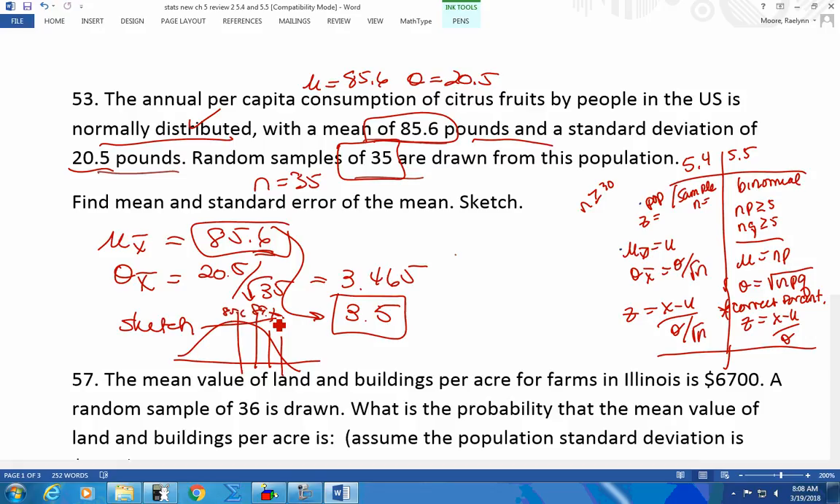So it'll go 92.6 and 96.1, and then it'll go down by 3.5: 82.1, 78.6, and 75.1, as long as you use your new standard deviation.